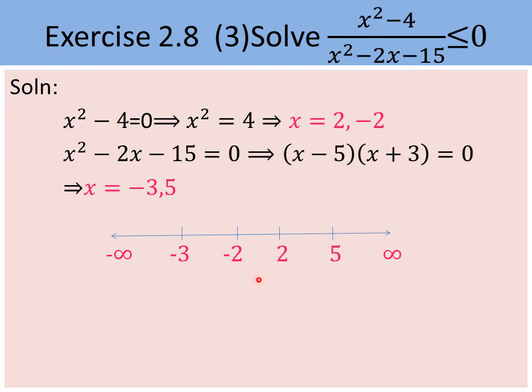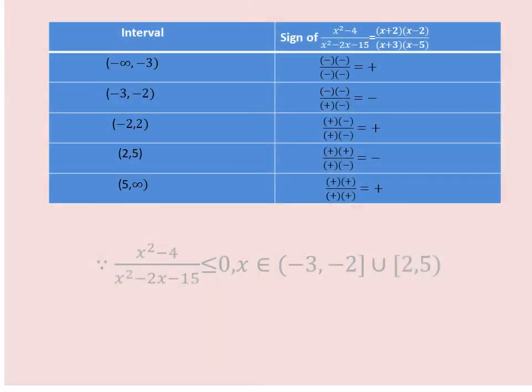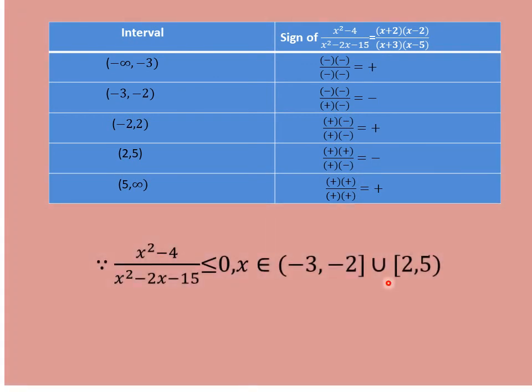Here we have 4 values, so we'll divide it into 5 intervals. Minus infinity comma minus 3 is the first interval. Minus 3 comma minus 2 is the second interval. Minus 2 comma 2, 2 comma 5, 5 comma infinity. So here we have the table. First interval is minus infinity comma minus 3. So the sign of x square minus 4 by x square minus 2x minus 15. If you factorize this like this, you will get, isn't it?